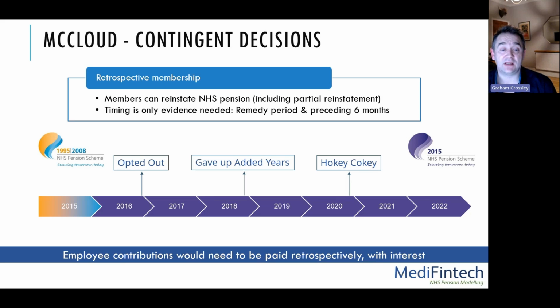And all you need for evidence is just timing. So if you were out between October 2014 and April 2022, you will be able to buy back that membership. You'll need to make the employee pension contributions. They're going to have to be paid retrospectively with some interest. We're still waiting for some of the final details of how that's going to operate. We believe there will be some form of payment plan so you can spread those costs over a longer period. We expect there to be some element of tax relief within that mechanism as well.